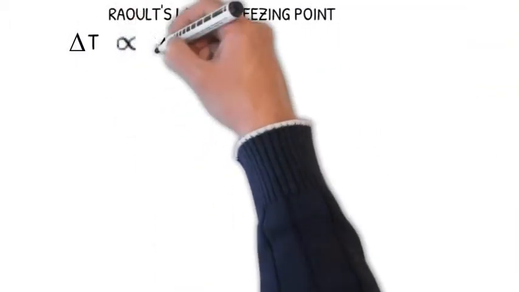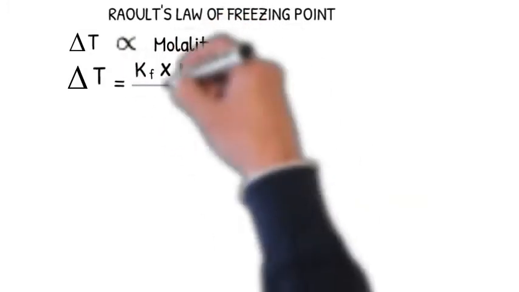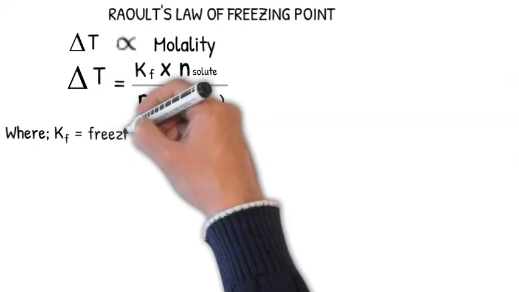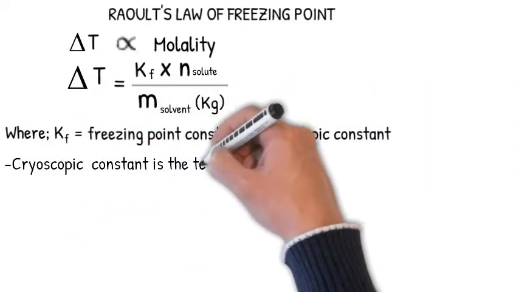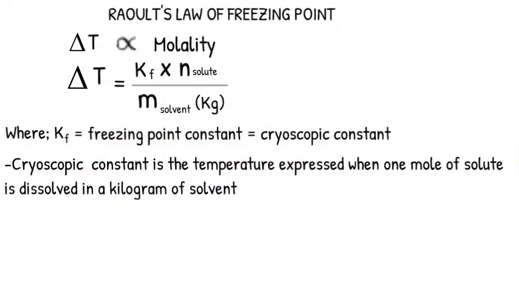Raoult's law of freezing point. Change in temperature is directly proportional to molality. Change in temperature equals Kf times number of moles of solute divided by mass of solvent in kilogram, where Kf equals freezing point constant, also called the cryoscopic constant. Cryoscopic constant is the temperature change observed when 1 mole of solute is dissolved in a kilogram of solvent.